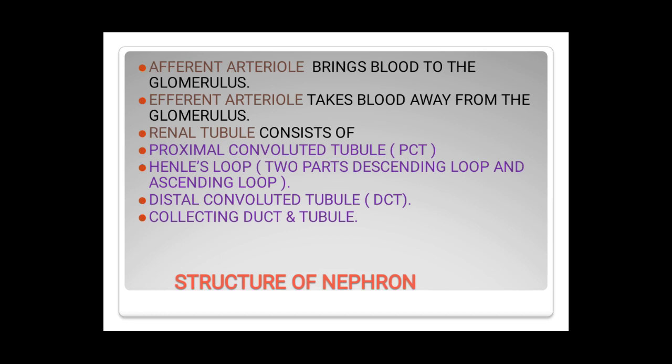Renal tubule consists of proximal convoluted tubule, which is also known as PCT, Henle's loop, also known as loop of Henle, which has two parts, descending and ascending loop. Distal convoluted tubule, also known as DCT, and collecting duct and tubule.